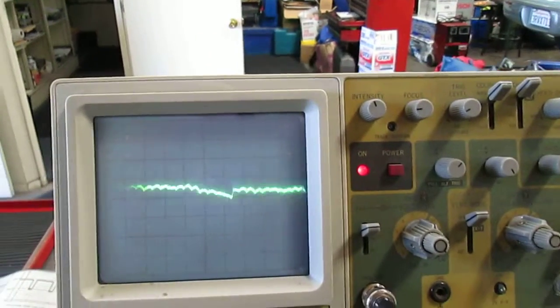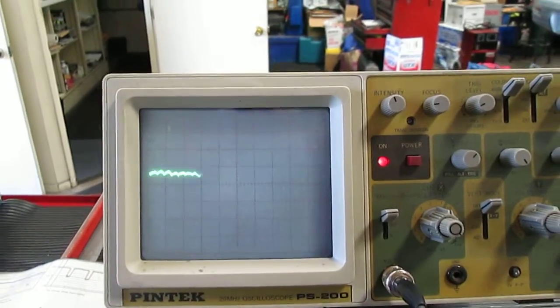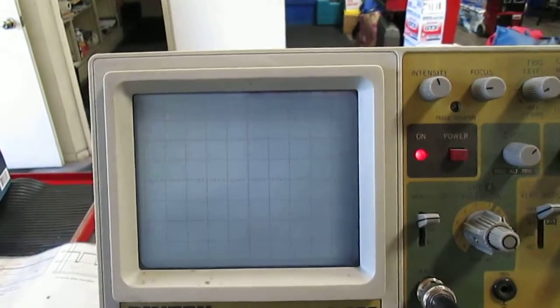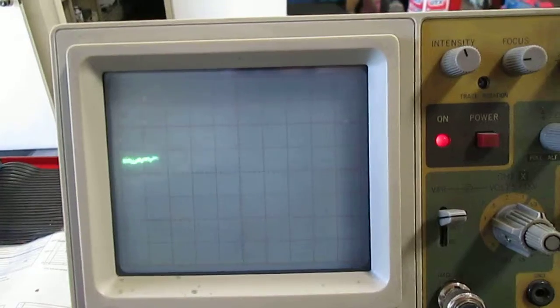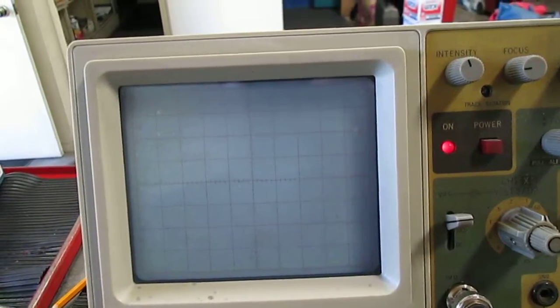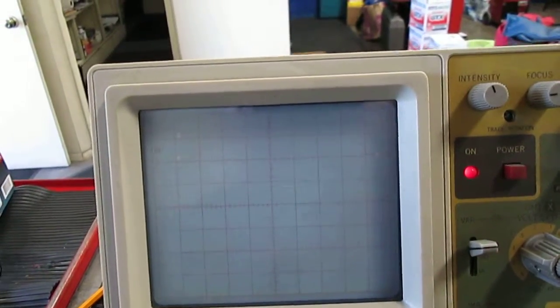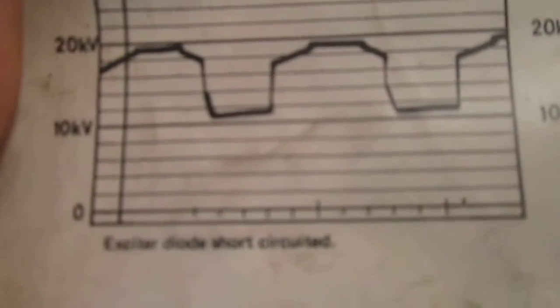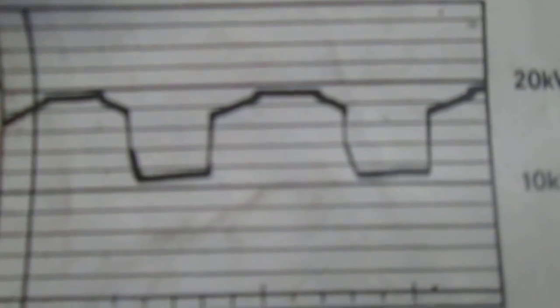Hi everyone, we're here at John Sather's Auto Repair, and we've installed the rebuilt alternator on the Nissan Sentra. And as you can see, the pattern is quite a bit different than you could see on the other one before. Originally, we had the exciter diode was short-circuited, and that's the pattern that we first had. Now here's the pattern that we have now.